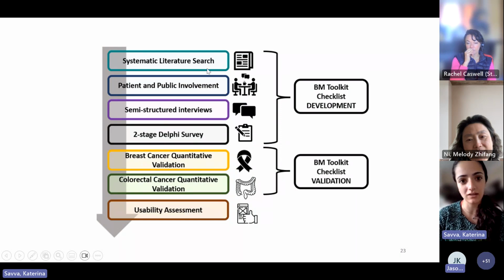To develop the checklist, a systematic literature search was conducted of literature and guidelines as well, along with public and patient involvement, semi-structured interviews of experts in the field, for example, people in industry, clinicians, and academics, and a two-stage Delphi survey with biomarker experts. Upon development of the checklist, it was then validated using breast and colorectal cancer. And in the last stage, we aim to assess the usability of the toolkit. So in the next few slides, I'm going to go through briefly the two main stages of the biomarker toolkit.